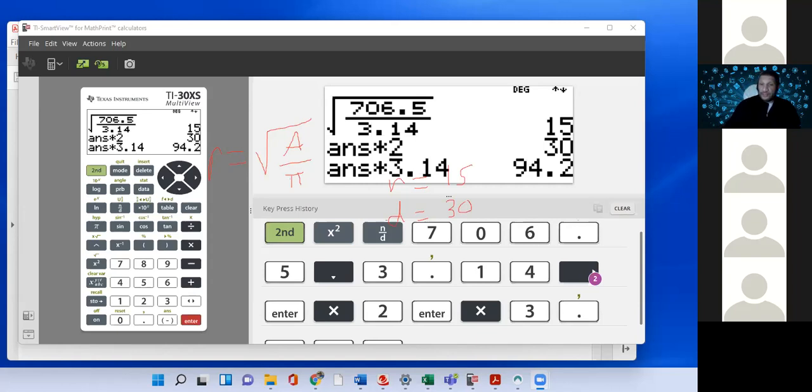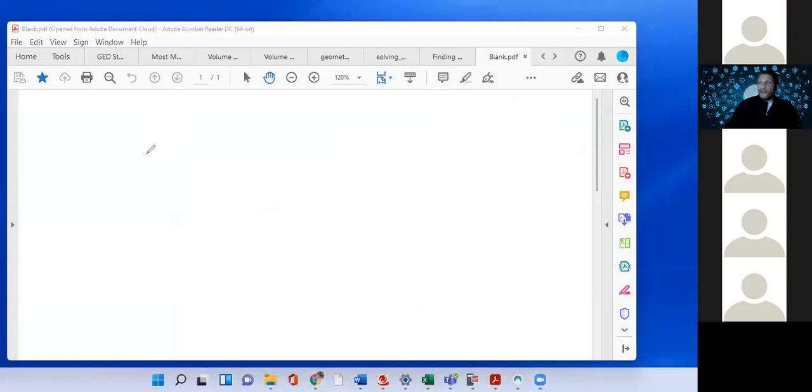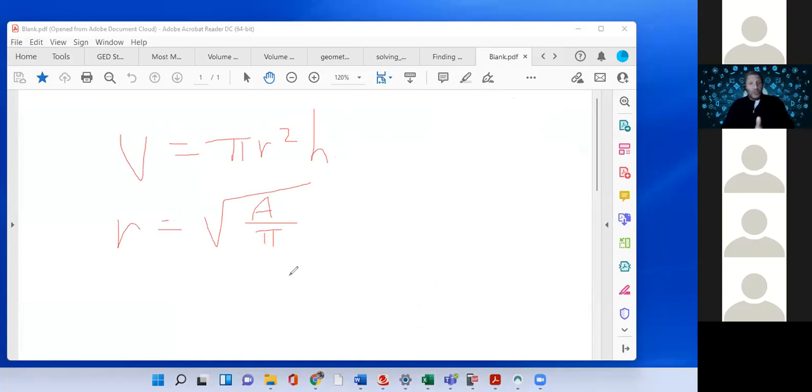Okay, let me show you this. Let me erase this. I'm gonna put a blank page up. If I got V equal pi R squared, what am I trying to find? The volume. If I got R equal the square root of area divided by pi, what am I trying to solve for? The radius. Again, whatever you're solving for is what you're trying to find. So it doesn't matter what the formula is. They could ask you for different parts of that formula.